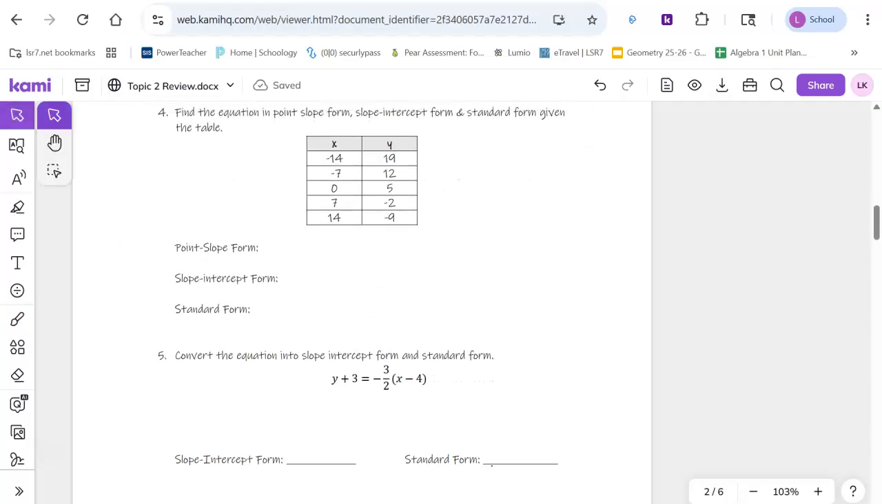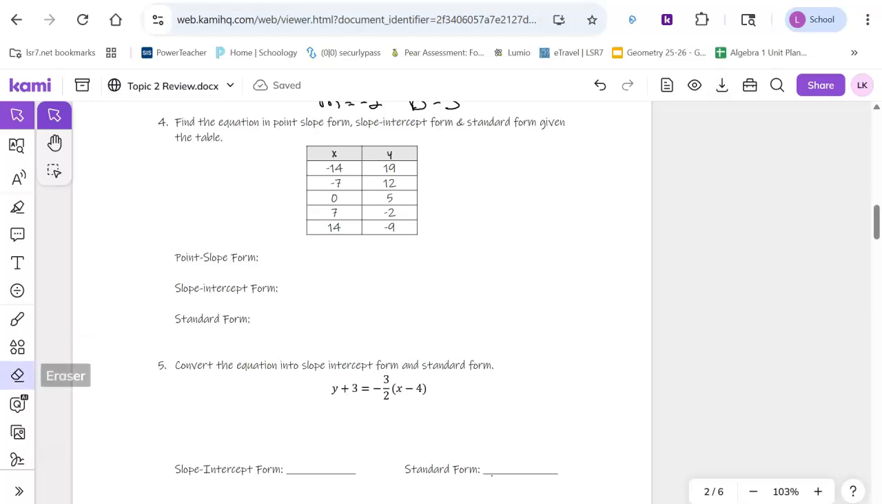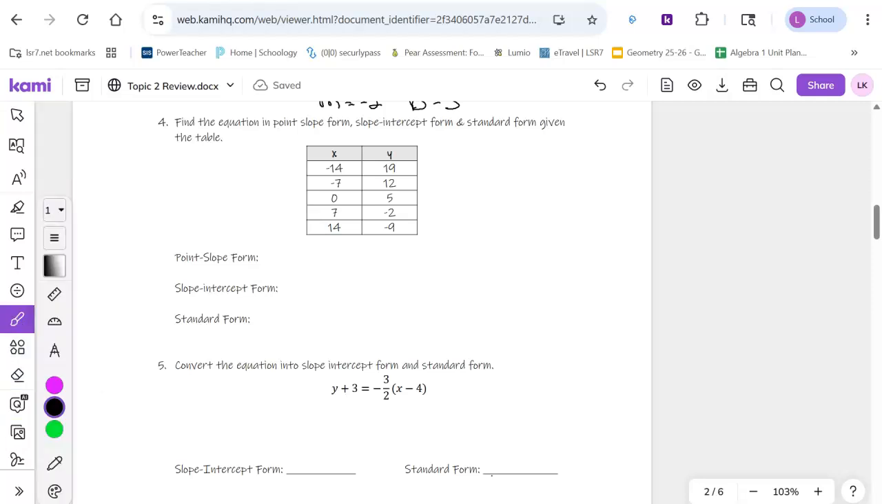All right. This one says to find the equation in point-slope form, slope-intercept form, and standard form given the table. So the first thing I want to look for is if there is my y-intercept. Here's my y-intercept right here. Anytime you have 0 as your x, then the 5, or whatever your y is, is your y-intercept.